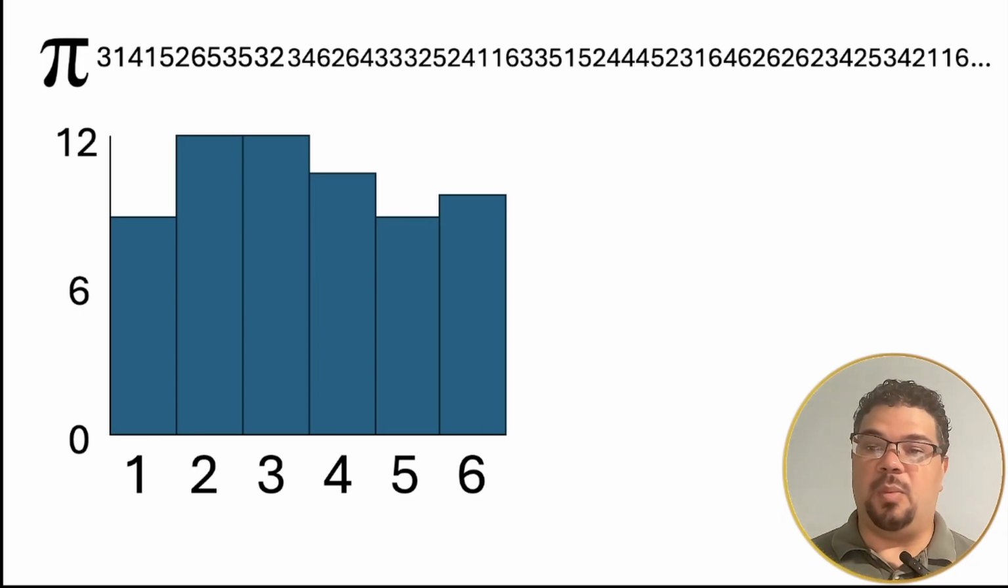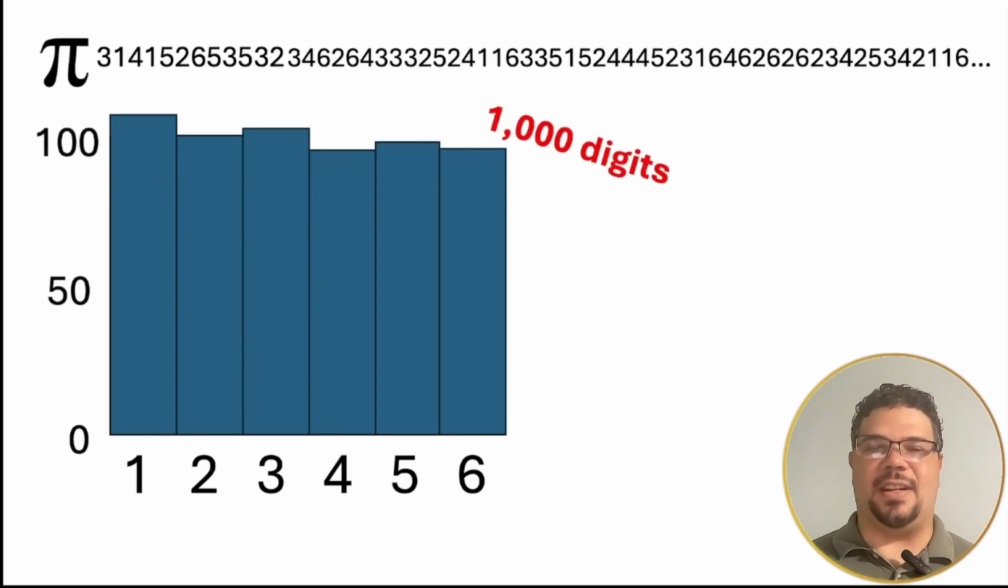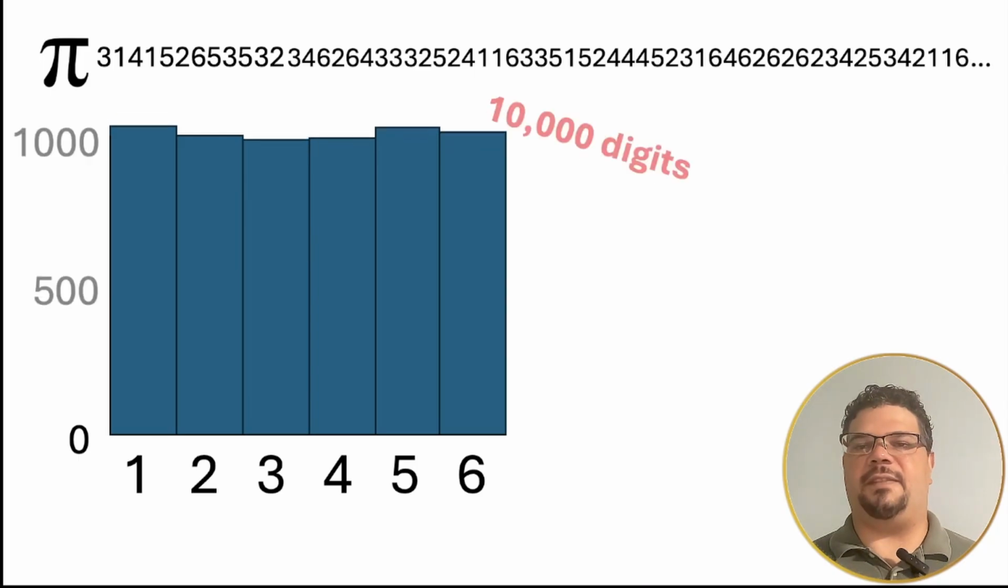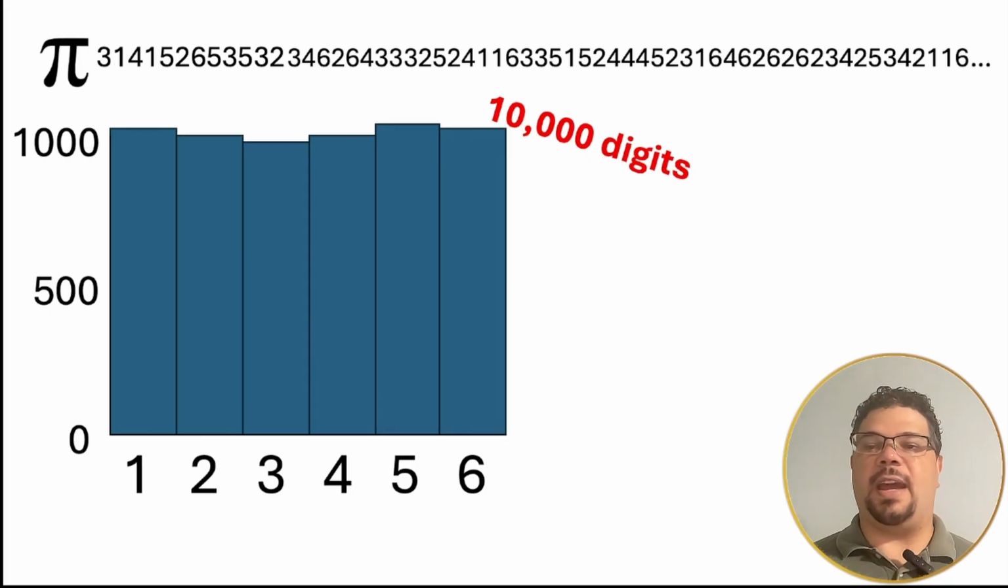Well, what if we go more rolls? What if we take 1,000 digits of pi? What we see here is a much more even distribution, just like we'd expect from real dice. And finally, at 10,000 digits of pi, we have a very even distribution of numbers across all 6 digits that we're looking at, really closely approximating what we'd expect to see from rolling a real die 10,000 times.